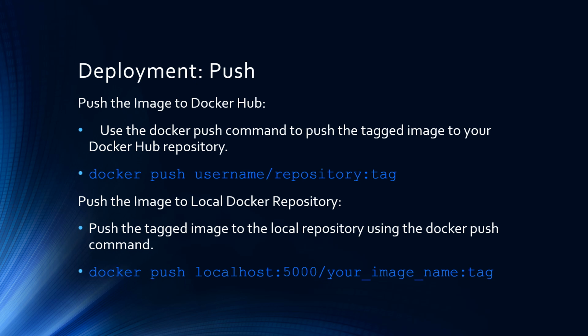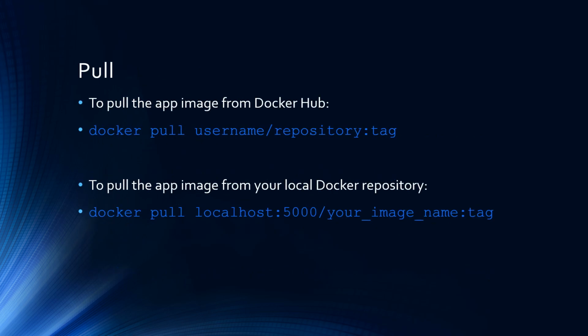For large images, consider using compressed layers and implementing parallel push operations where supported. When pushing to private registries, ensure proper network access and firewall configurations. It's also important to implement proper logging and monitoring for push operations to quickly identify any issues in your deployment pipeline.